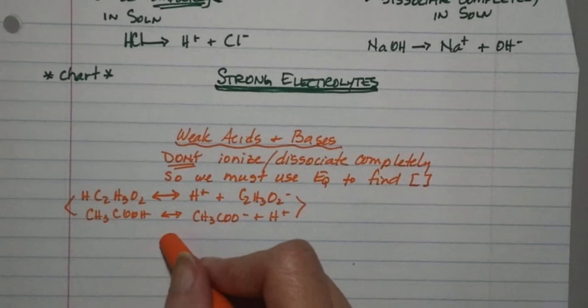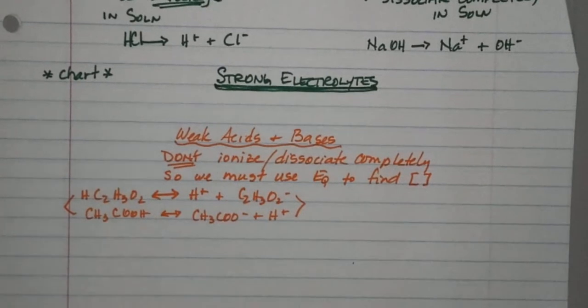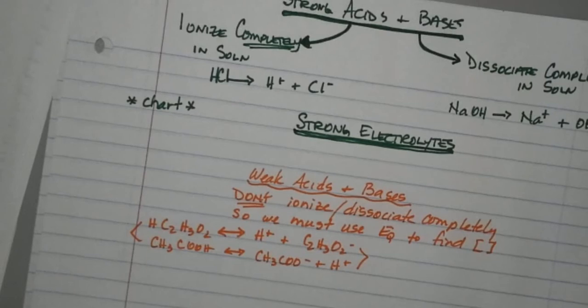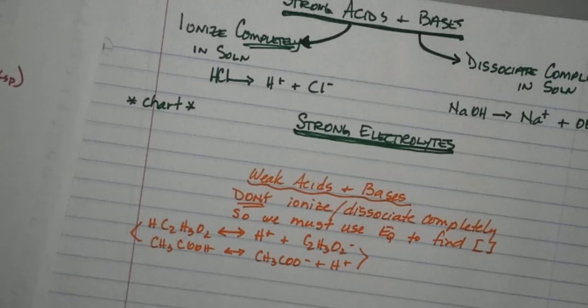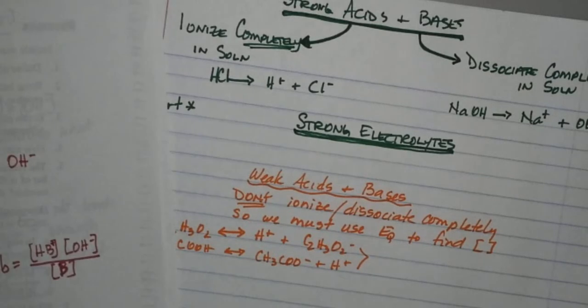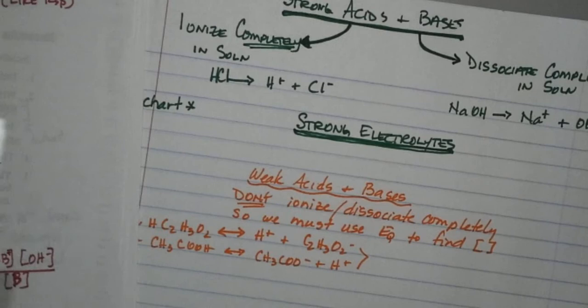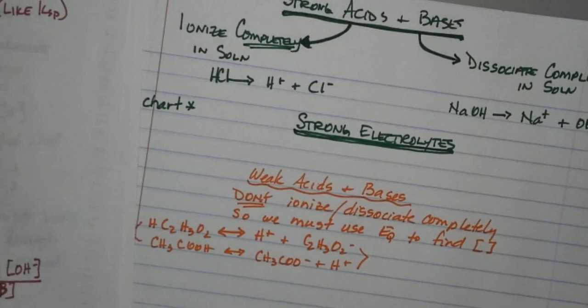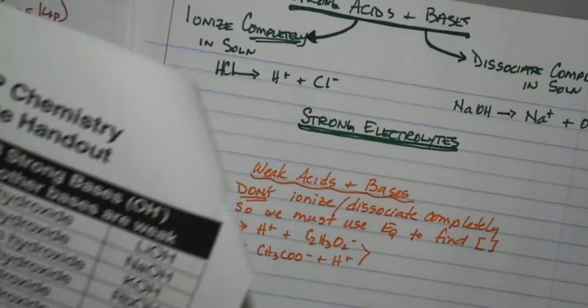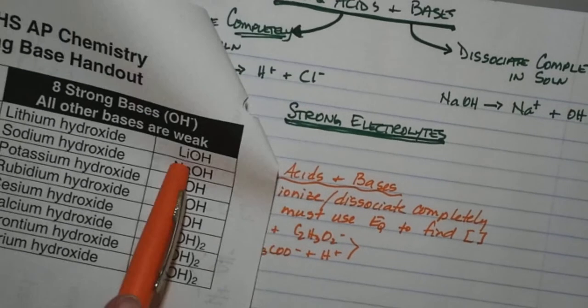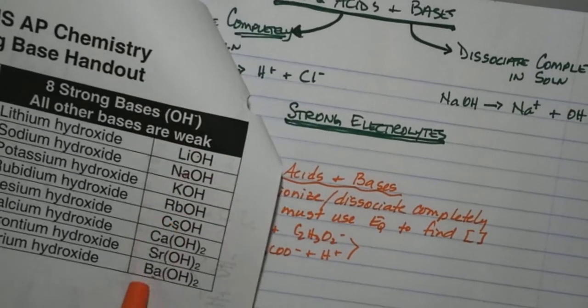So if you flip in your packet, find that chart that has weak acids and weak bases, or strong acids and strong bases, would you? I don't remember what page it is. Did you guys mark it? No, because I told you to, so you didn't do that? Page 10. So if I look at my bases here, let's say magnesium hydroxide is considered a weak base.